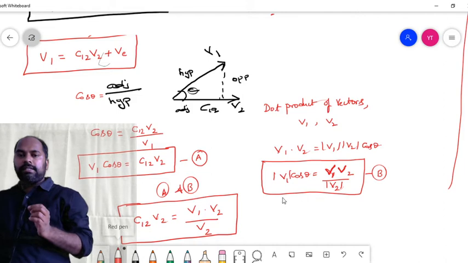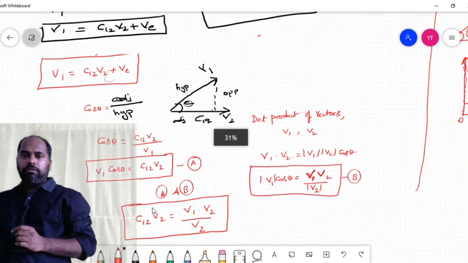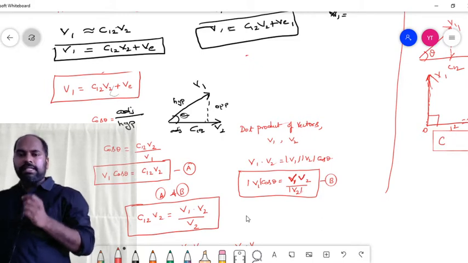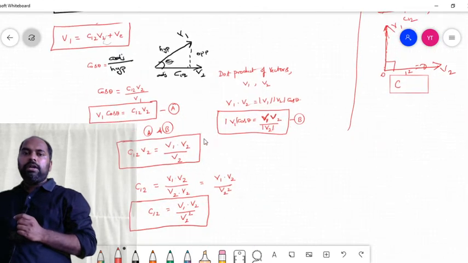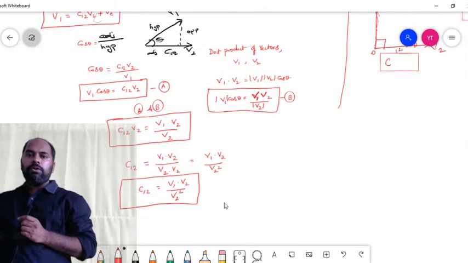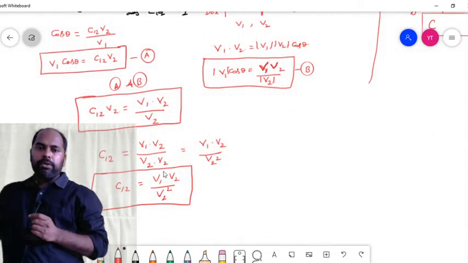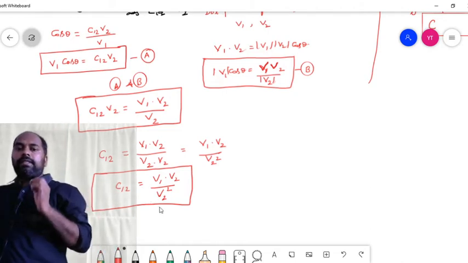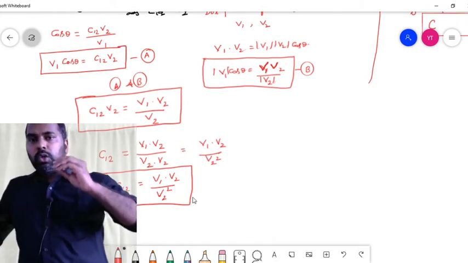So, this is what we have to find out. We have one more step. The objective of this is to find the C12 value. Therefore, C12 V2 equals V1 dot V2 by V2, so C12 equals V1 dot V2 by V2 square. So, this is what we got for vectors whenever we take two vectors.